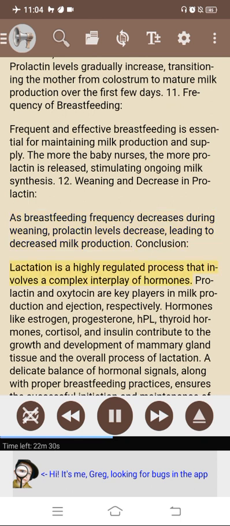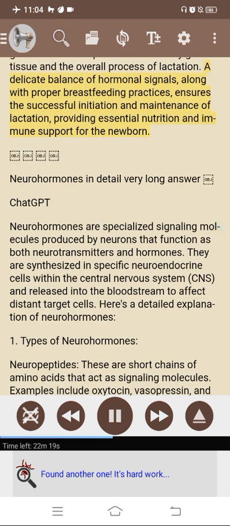Conclusion. Lactation is a highly regulated process that involves a complex interplay of hormones. Prolactin and oxytocin are key players in milk production and ejection, respectively. Hormones like estrogen, progesterone, HPL, thyroid hormones, cortisol, and insulin contribute to the growth and development of mammary gland tissue and the overall process of lactation. A delicate balance of hormonal signals, along with proper breastfeeding practices, ensures the successful initiation and maintenance of lactation, providing essential nutrition and immune support for the newborn.